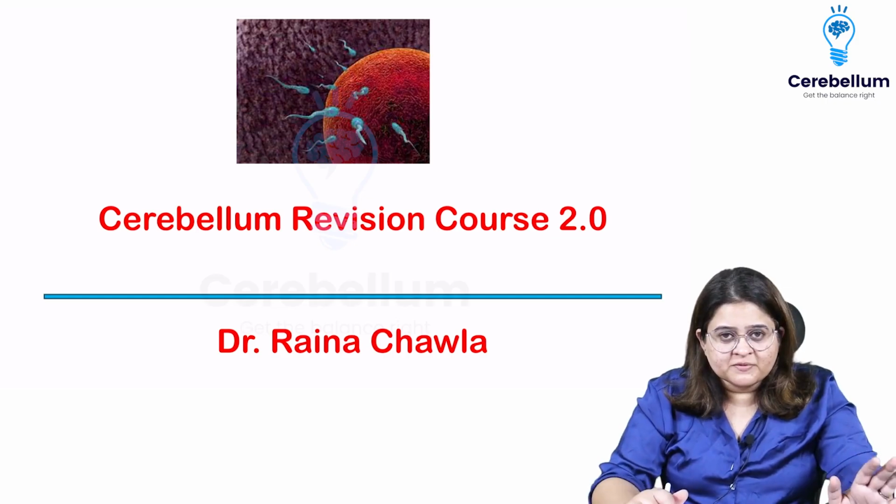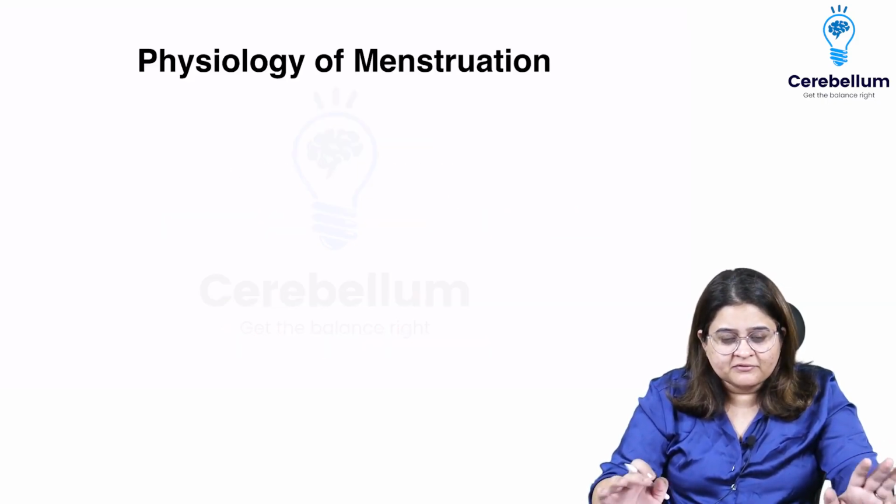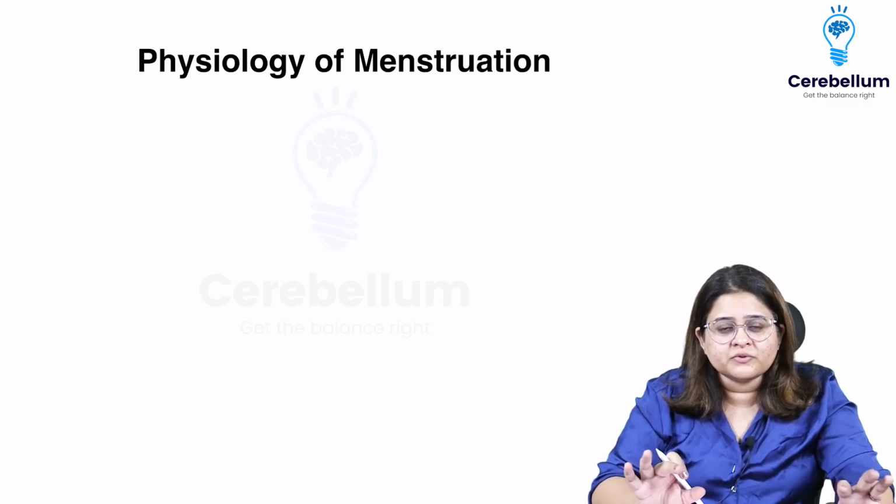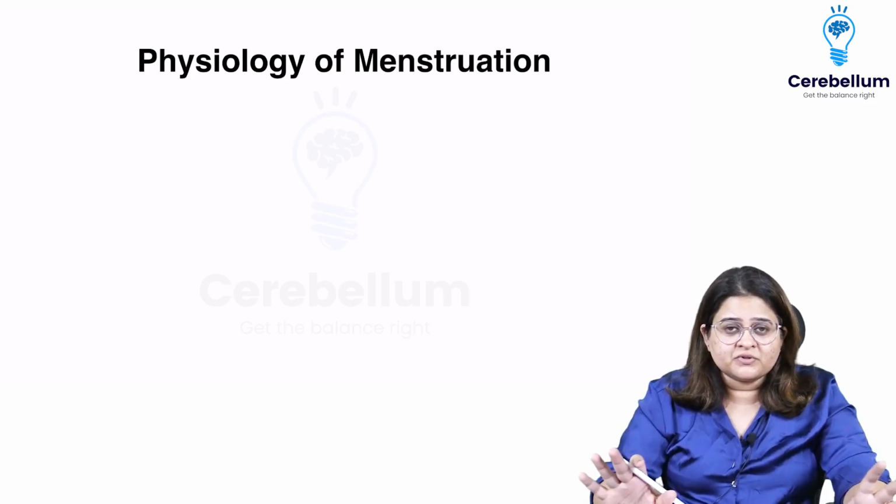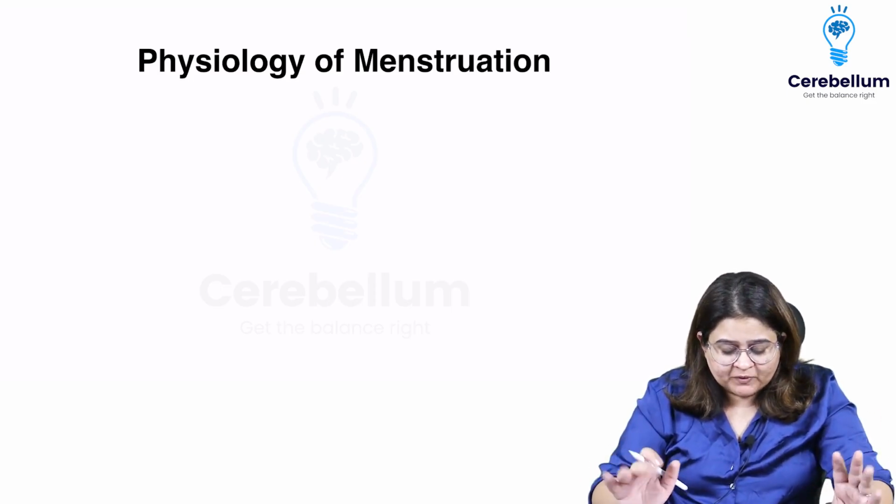Now we start with the gynae rapid revision. So we finished the obstetrics part of it. In gynae, we start first of all because you should know a bit of basic physiology of menstruation. We won't go into too much detail, just what is required to know for the exam, as a quick revision.